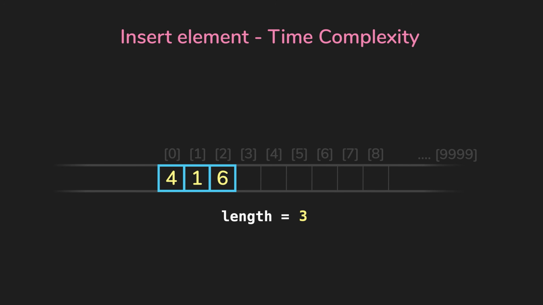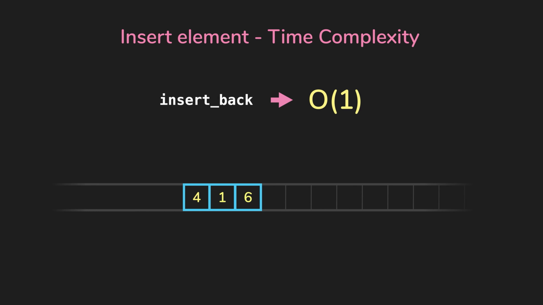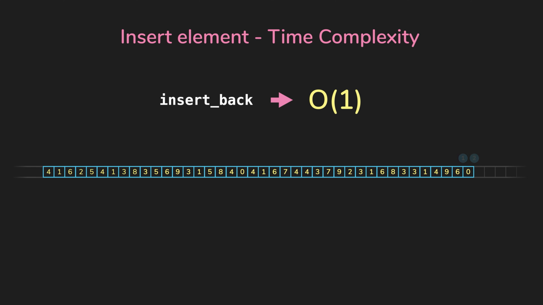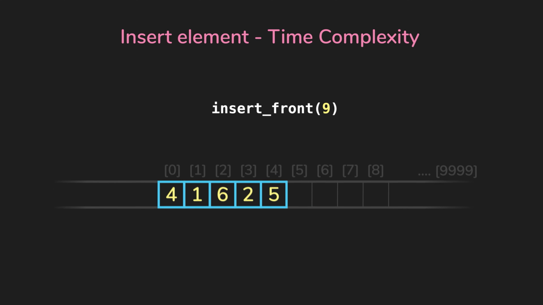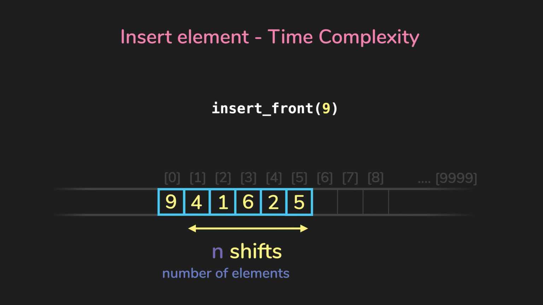What do you think is the time complexity for inserting an element into the back of your list with your array implementation? It's O of 1, because all you need to do is assign the value to my array, put length into the index, and then increment the length. No matter how long your list is, it's just 2 operations, hence constant time. What about insert front? For simplicity's sake, let's just assume shifting only takes 1 operation. You have to shift every single element, so it'll take n shifts, where n is the number of elements in your array. Hence, this is an O of n operation.